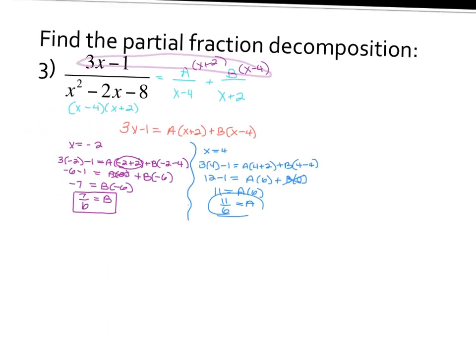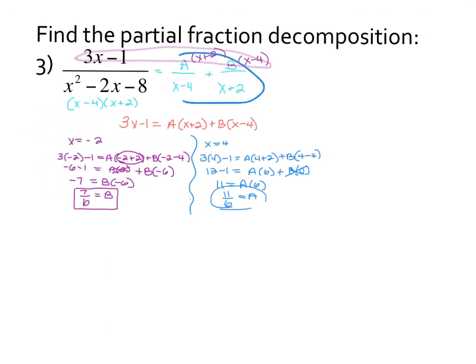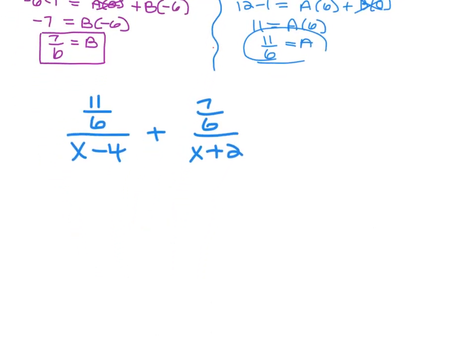And then my last step is take those and plug them back in the place of the A and the B that we had at the top. So 11 over 6, actually not my last step, my second last step, over x minus 4 plus 7 over 6 over x plus 2. And then remember, we can't leave the fraction within the fraction. So I bring the denominator down: 11 over 6 times x minus 4 plus 7 over 6 times x plus 2.